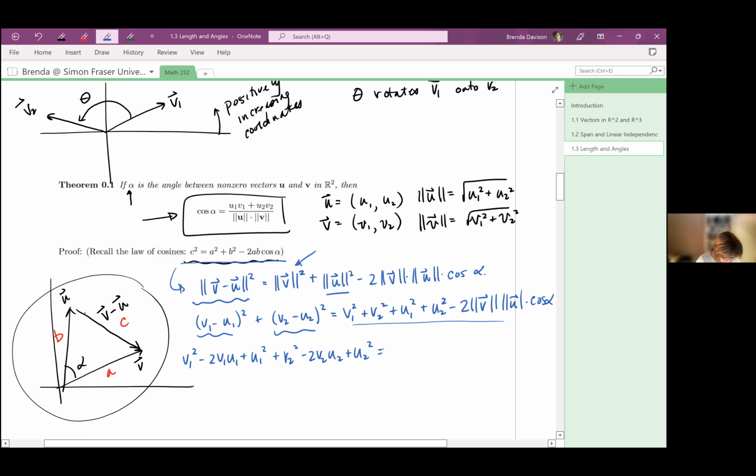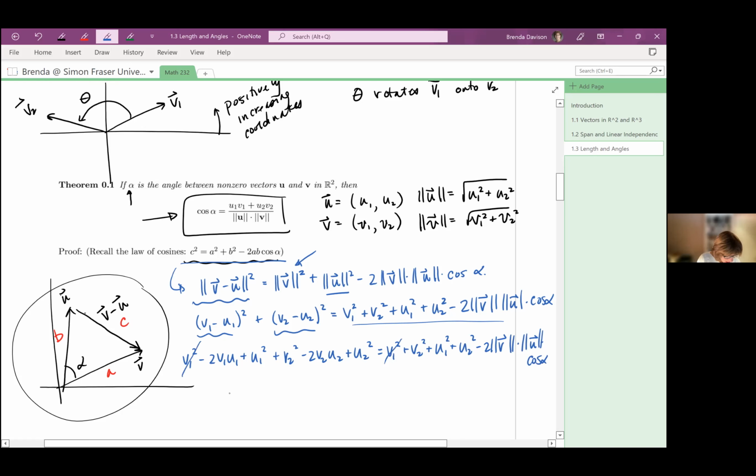So I'm going to recopy that, hopefully copying it accurately. V1 squared plus V2 squared plus U1 squared plus U2 squared minus 2 times the norm of V times the norm of U times cosine of alpha. I'm kind of running out of space there. Okay, now I can cancel a bunch of stuff out.